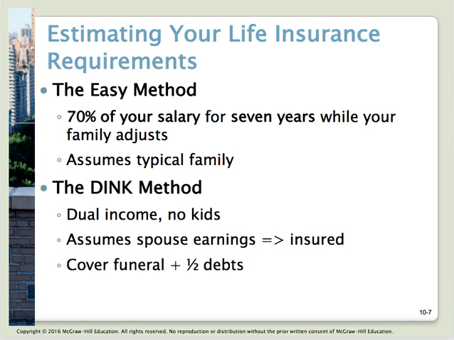So you need to plan on 70% of your income over a 7-year period, and this is assuming that you have a typical family. Now the DINK is double income, no kids. If you have no dependents and your spouse earns as much or more than you do, you have very simple insurance needs. All you need to do is to ensure that your spouse will be able to pay for any expenses that would result of your death, which would normally be to cover funeral costs and then half of whatever debt has been left behind.